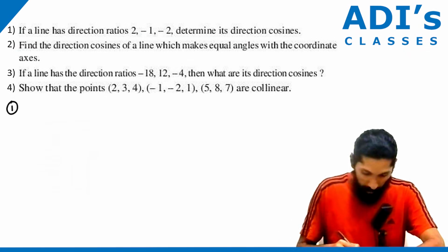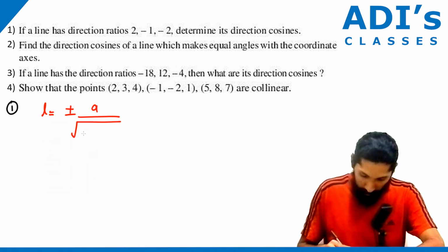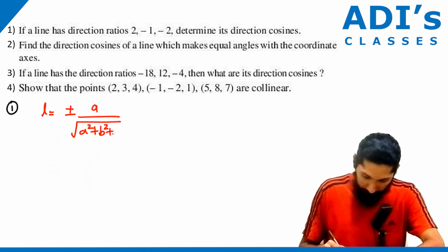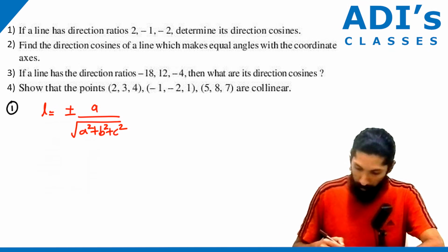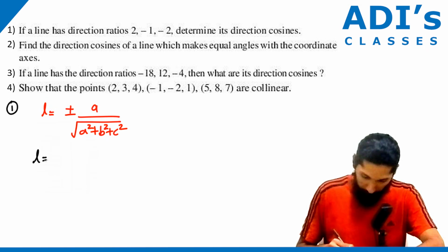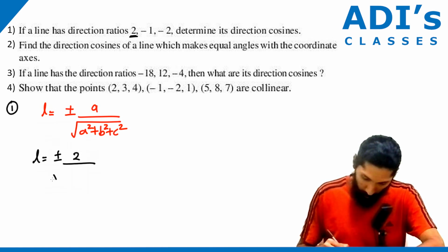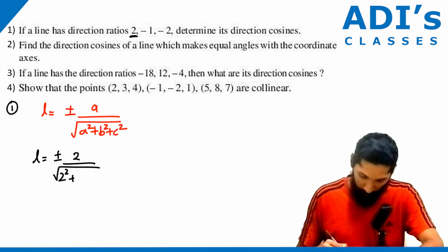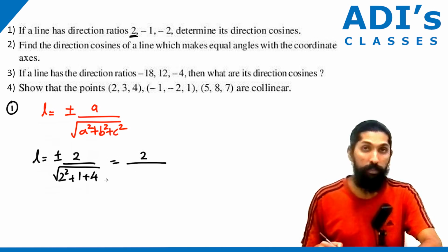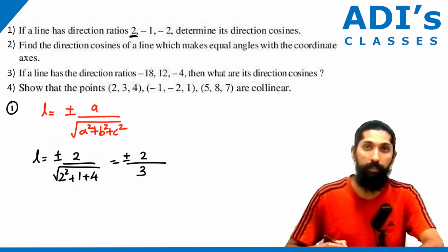The formula is l is equal to plus or minus a by root of a square plus b square plus c square. Correct? Same thing goes with m, same thing goes with n. So here, l is equal to plus or minus 2 divided by root of 2 square plus minus 1 square, or 1 square is the same, right? 1 plus 4, 4 plus 4 is 8, 8 plus 1 is 9. Root of 9 is 3. Plus or minus 2 by 3.